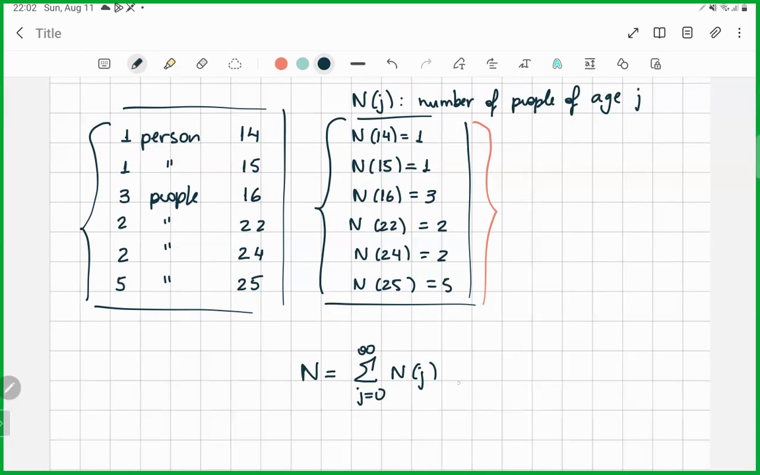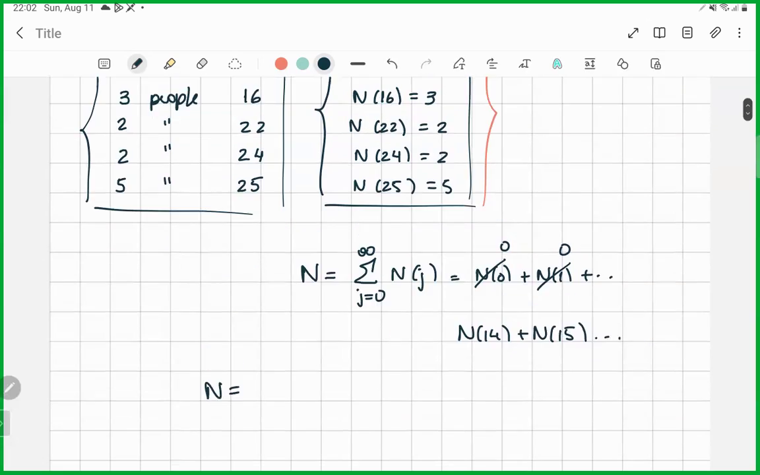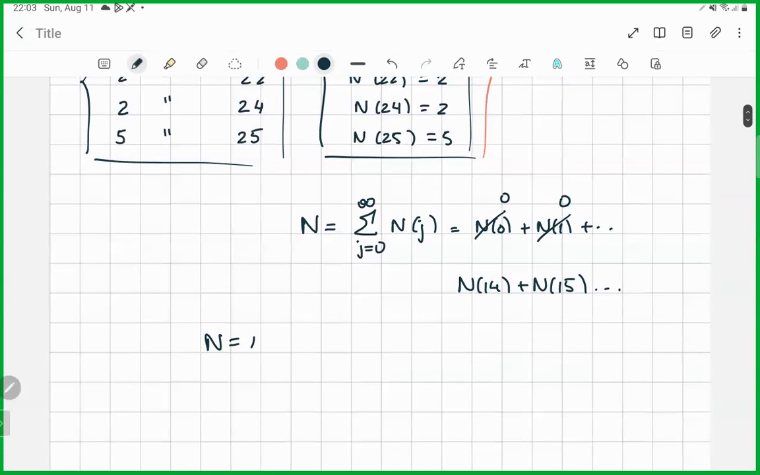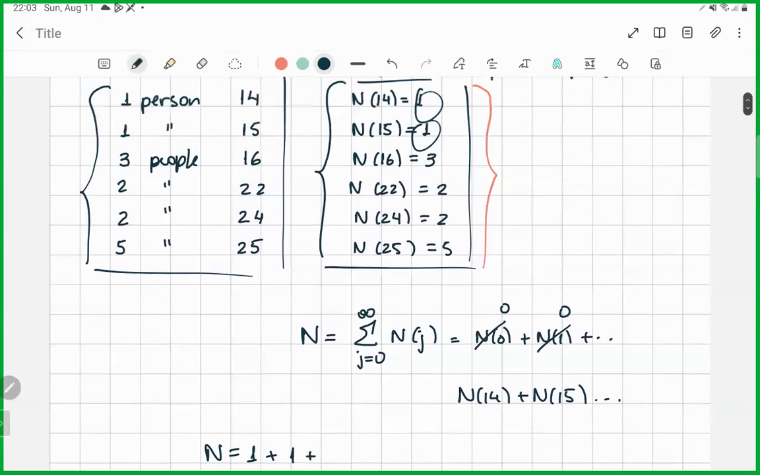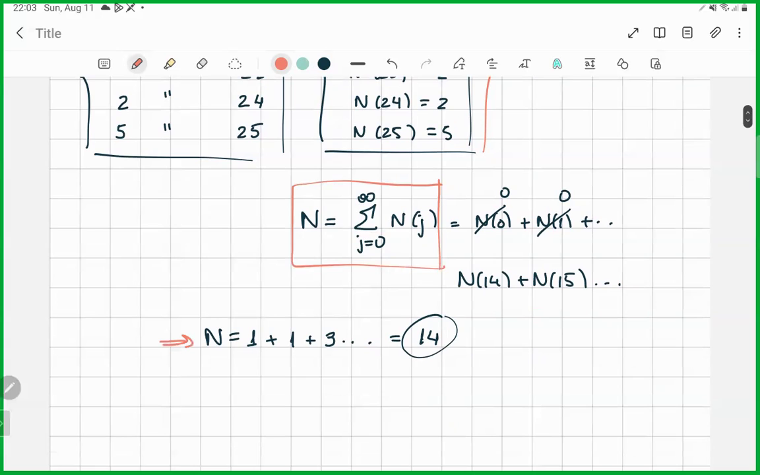If we sum all that, we have N of 0, N of 1, all these we know are 0, and so on, until we get N of 14, N of 15, and so on. So this total number will be these numbers that show up here, right? It will be 1 for 14, 1 for 15, 3 for 16, and so on. If you add them all, we are going to get, for this example, 14. But once I write the equation like this, it's a general equation. This particular number 14 is for our case. Okay, and then we can go on with some questions.